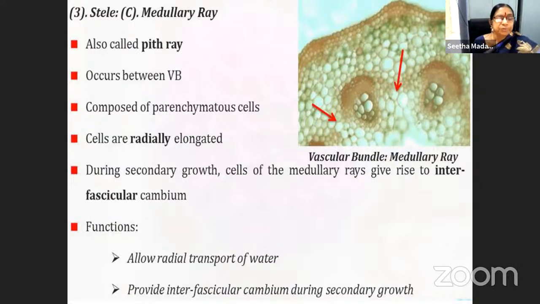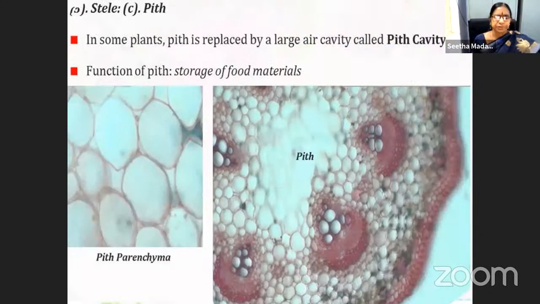Coming to the functions of the medullary ray, it allows radial transport of water. Radial transport is also necessary. The xylem of the roots absorbs water from the soil, and not only upward movement; the plant should supply water to the leaves also. So radial transport is necessary. It provides interfascicular cambium during secondary growth. So during secondary growth also it helps.